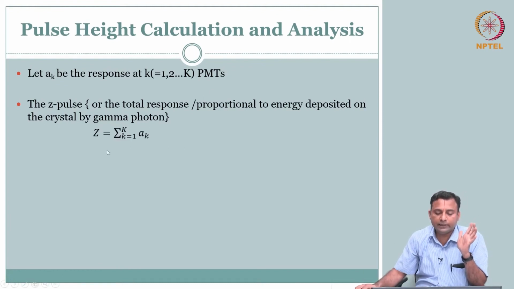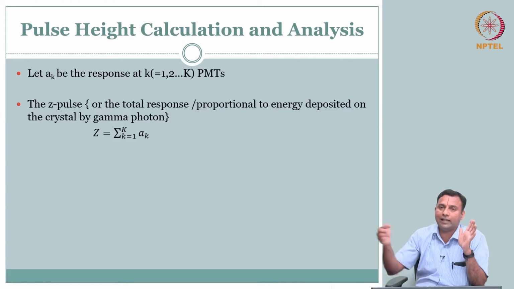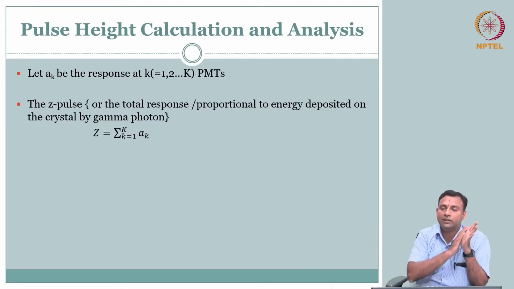So, your Z is nothing but the sum of all the outputs of the different photomultiplier tubes. Now the question is, where do I place it, where is this activity? This is the net response in the detector, but where is this activity coming from, because our goal is to say where the activity came from.